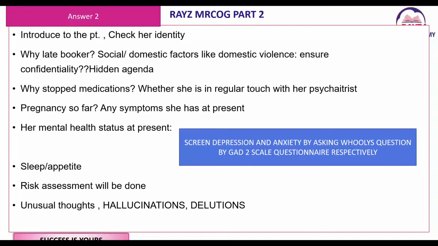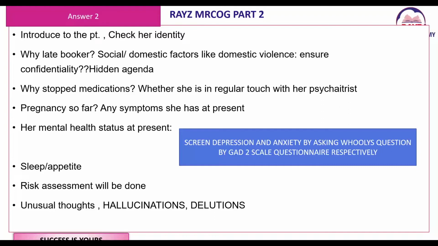How has her pregnancy been so far? Any symptoms she has at present? I would like to assess her mental health status at present. I would like to screen for her depression by asking her Whooley's questions, and also for her anxiety by asking her GAD-2 score questionnaire. I would like to know how her sleep and appetite are.